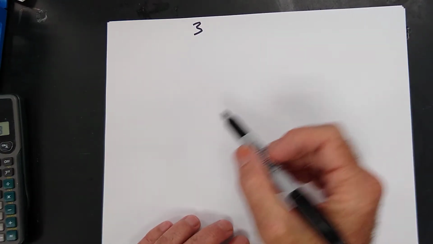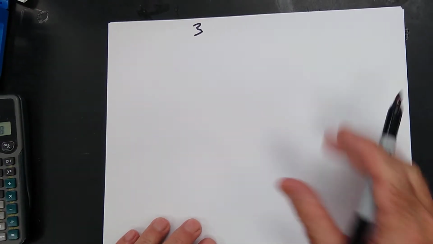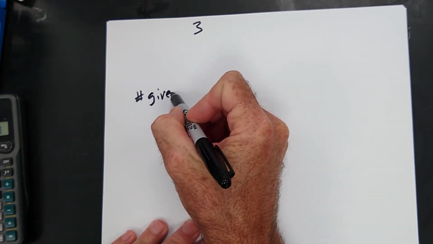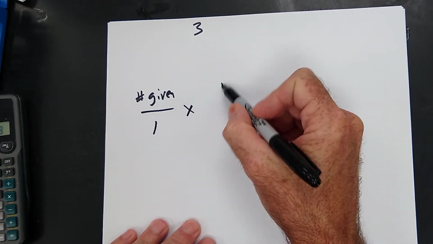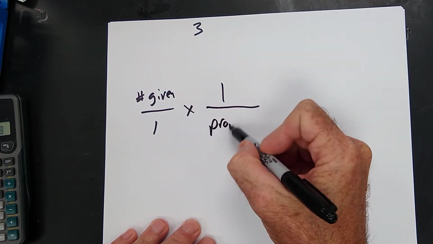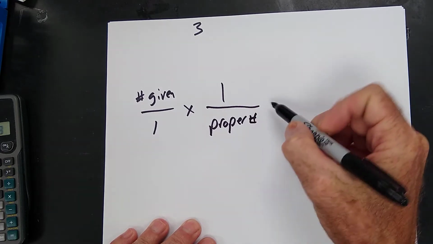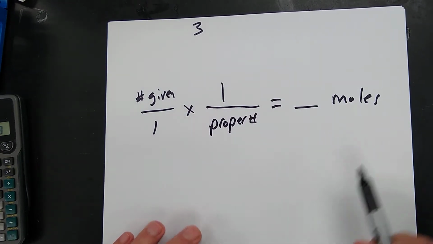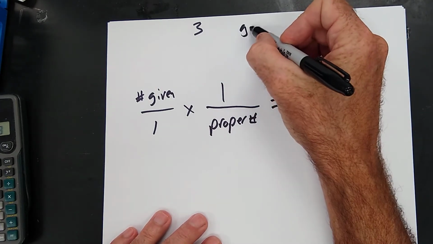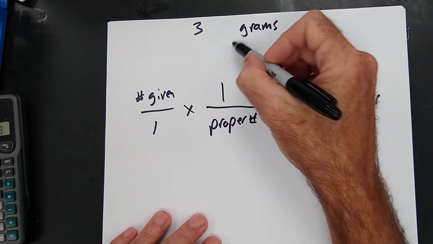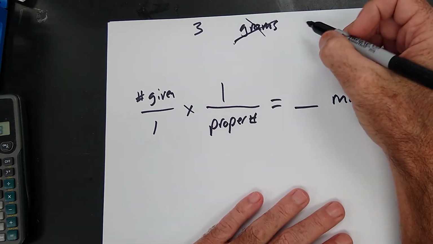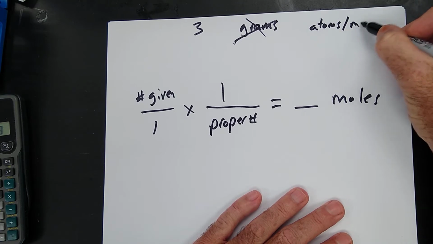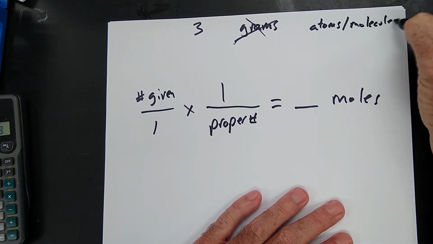okay? So worksheet number 3, again, the same information. The number you're given over 1 times 1 over the proper number gives you the number of moles. But this time, we're not going to be dealing with grams. We're not dealing with grams. Nope. We're dealing with atoms or molecules, okay?